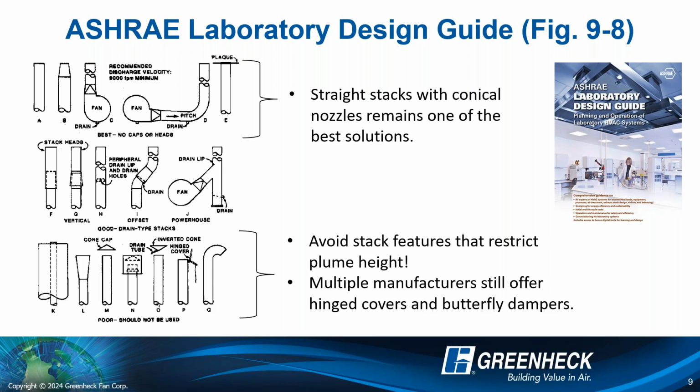Again, we want to achieve that high plume height. We don't want to dump whatever we are exhausting straight back onto the roof or the rooftop, or over the side of a building where it could come in contact with the general public. We also want to avoid putting caps on these stacks, because, again, that would negatively affect your plume height. Straight stacks, conical nozzles, it's not complicated. We don't want to make these systems any more complicated than they need to be. Again, straight stacks is what we recommend, and please avoid the gooseneck at all costs.